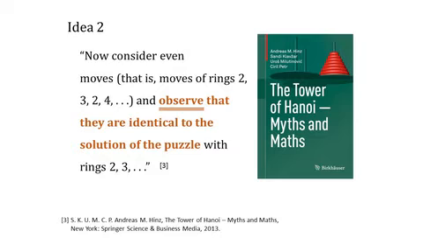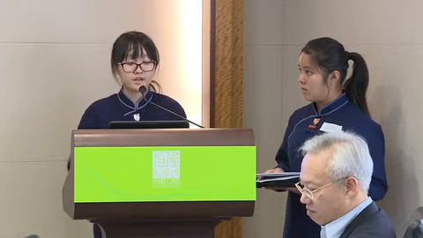When we did further reading, we found that a lot of books have mentioned the growth sequence. However, we can't find any proof of it. A lot of books said that it is observed that they are identical to the solution of the puzzle. However, we think that observation alone is not acceptable in mathematics. So we want to prove it, and we have the third idea.